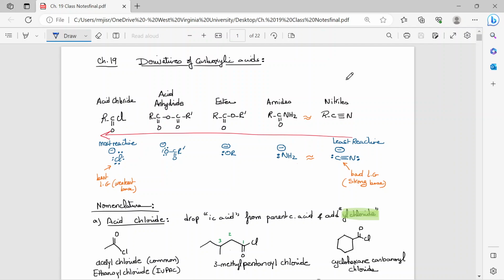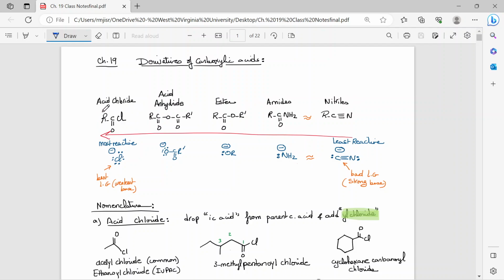In this chapter, we'll go over the derivatives of carboxylic acids, their nomenclature, preparation, and their reactions. These are the five derivatives of carboxylic acids, and we call them derivatives of carboxylic acids because we start from carboxylic acid to prepare each one of them.